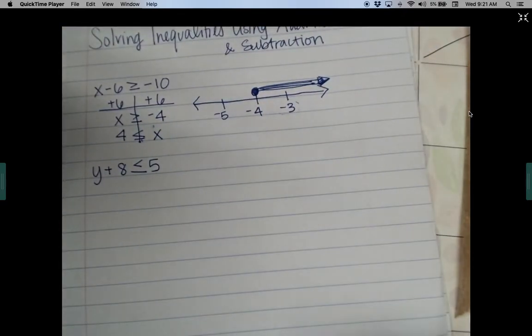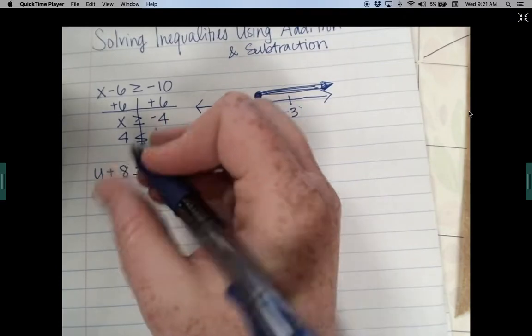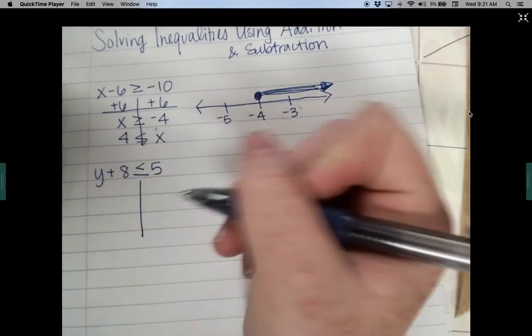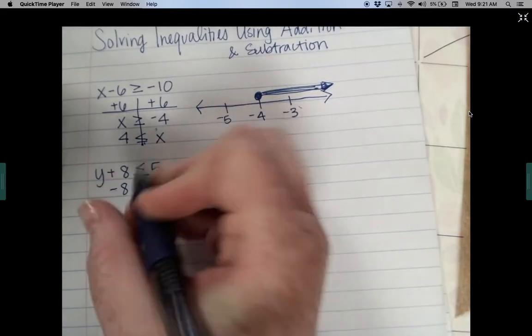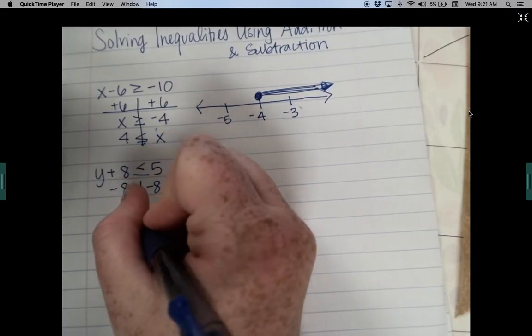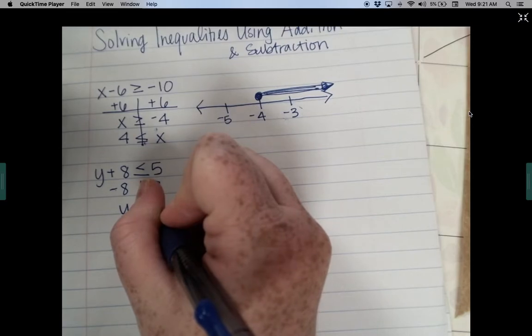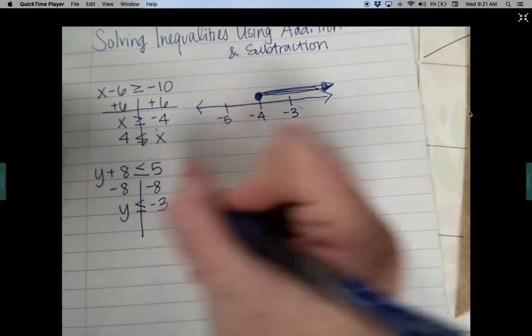So we are going to solve for y. What do I need to do? Thank you. Subtract 8 from both sides. So y is less than or equal to what? Negative 3. Graph it.